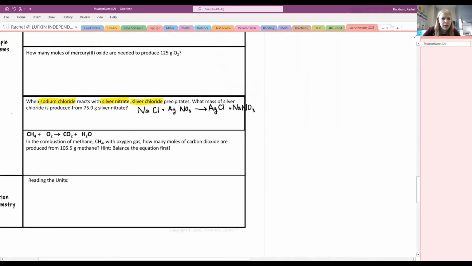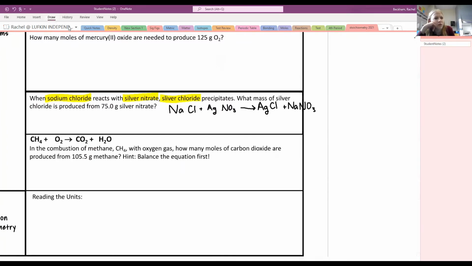Okay, so now we're going to read it and highlight what we're starting with. So in this problem, we are starting with 75 grams of silver nitrate. There's really not enough space in this problem. I'm sorry, y'all. I would grab another sheet of paper and do it there and staple it to the back so that it stays organized because this is just not enough room. So 75 grams of silver nitrate, and we're trying to get to grams of silver chloride. Do you see that? Because it says what mass of silver chloride is produced.